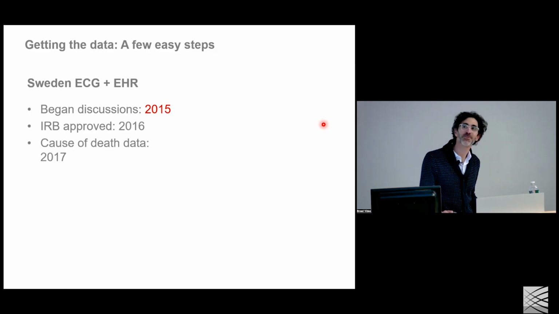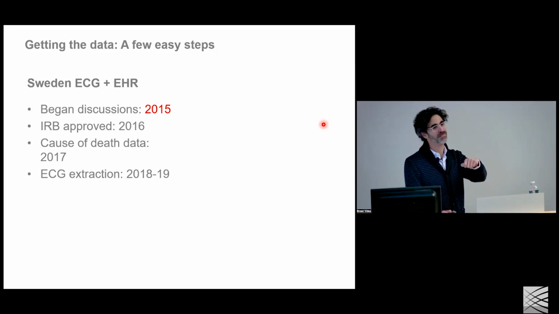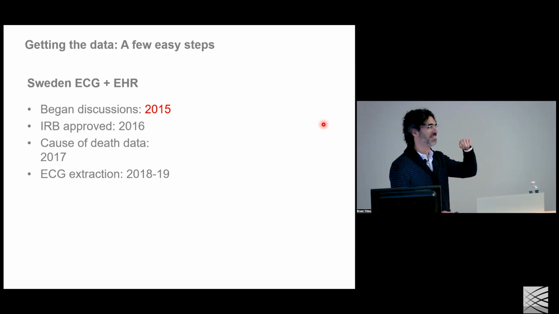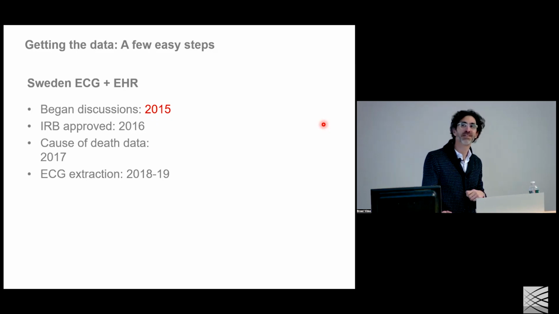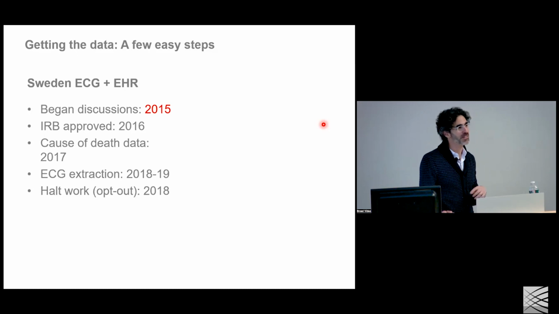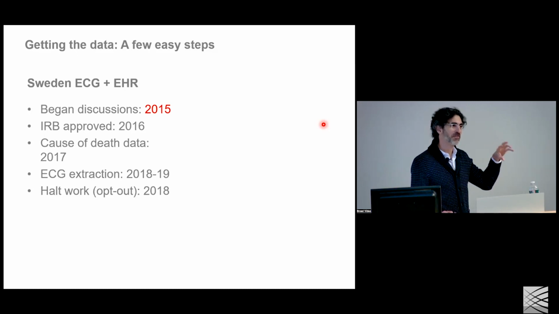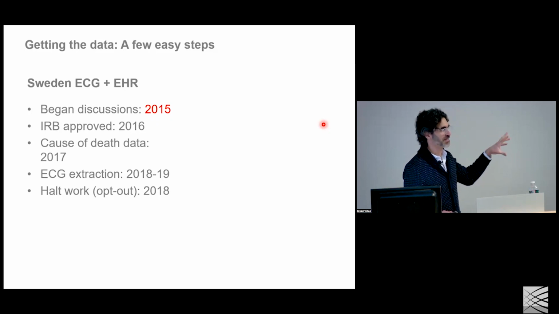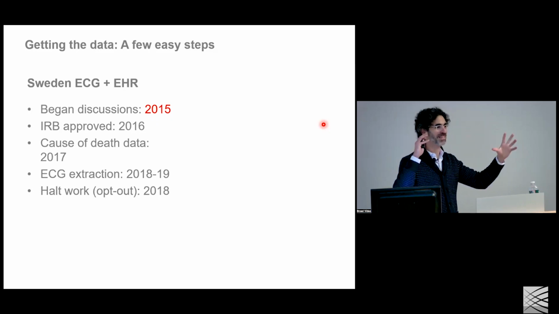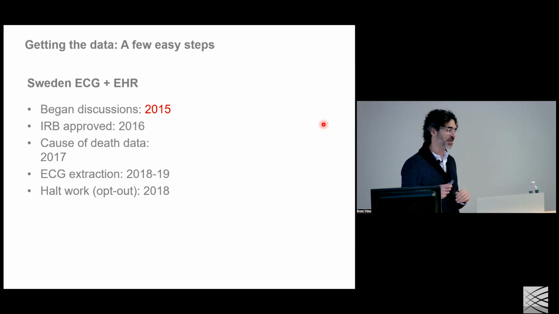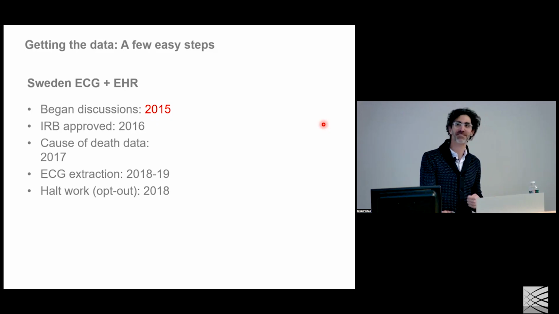We got an IRB approved. It took a year to get permission to merge in the cause of death data. Then we had to pay Philips to extract the ECG data. That was super painful and a little expensive. They finally did that. At some point, someone in the region decided that people needed to have the right to opt out of being in this data set if they didn't want to be in it. So all work stopped until they could notify everybody and give them the chance to opt out. Interestingly, because it's Sweden, I think like 7 people opted out. So there's a lot of trust in government and institutions, but it did cost us a long time.